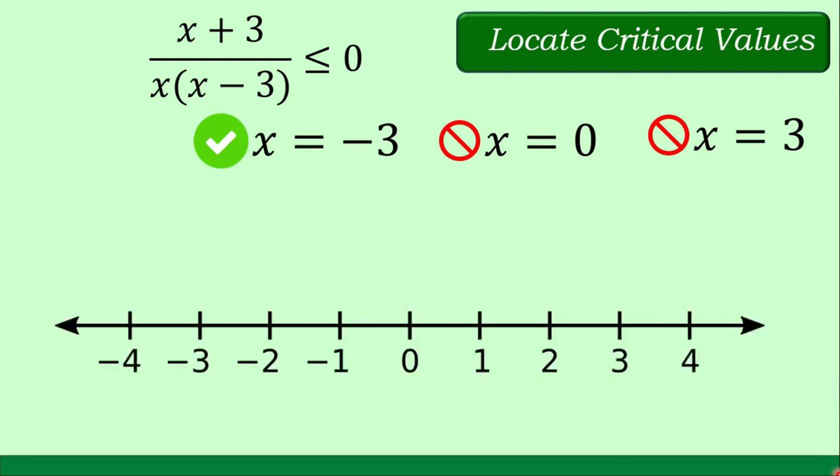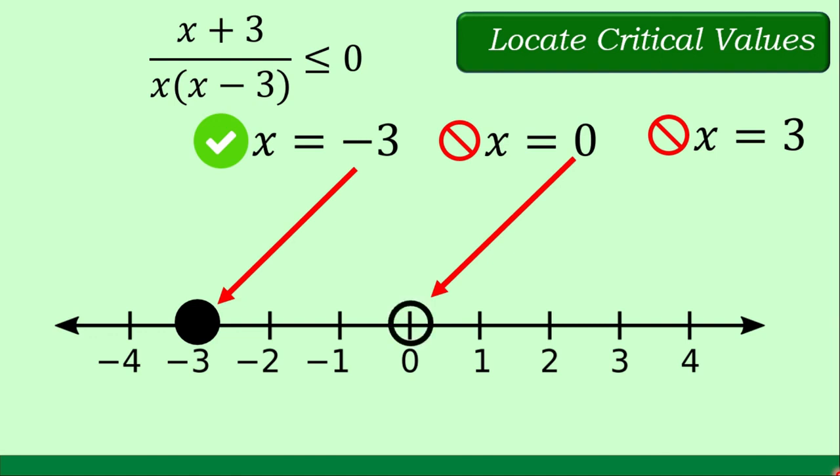So let's start locating negative 3. Here. Since it's part of the solution, we will be using a shaded circle like this. How about for 0? It's not part of the solution. That's right, we will use an open circle. How about for the last critical value? It's 3. It's not part of the solution, so still it's an open circle. And this is now our number line, wherein our critical values served as dividers.